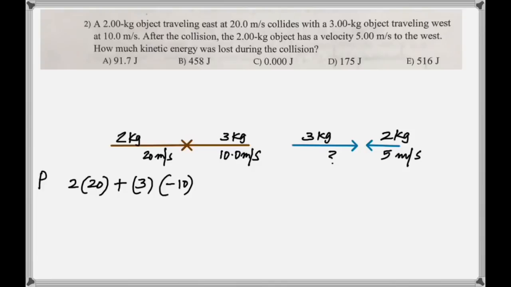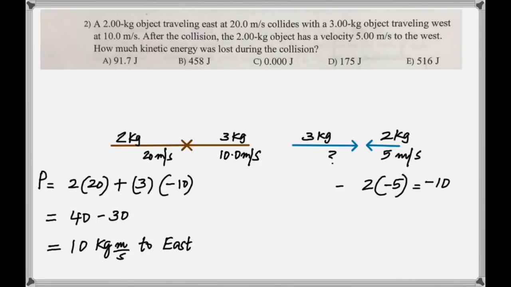considering the conservation of momentum, the initial momentum before collision is 2 times 20 plus 3 times negative 10, because it's moving in the opposite direction. That gives 10 kilogram meter per second, and that is to the east because east is taken as positive. And then I'm calling them object A and B.